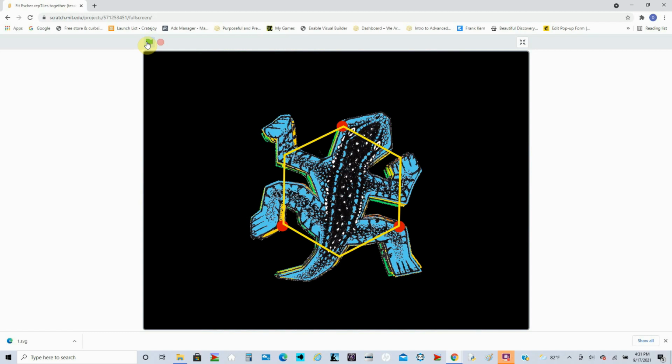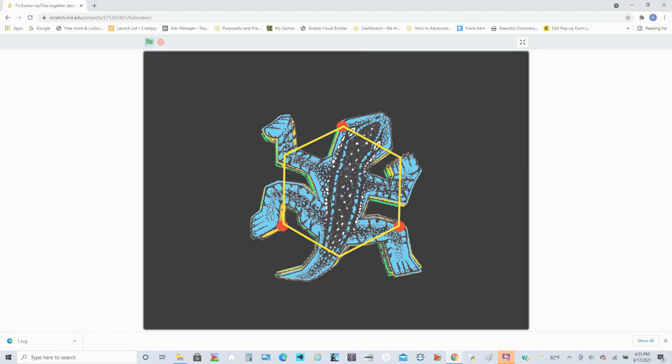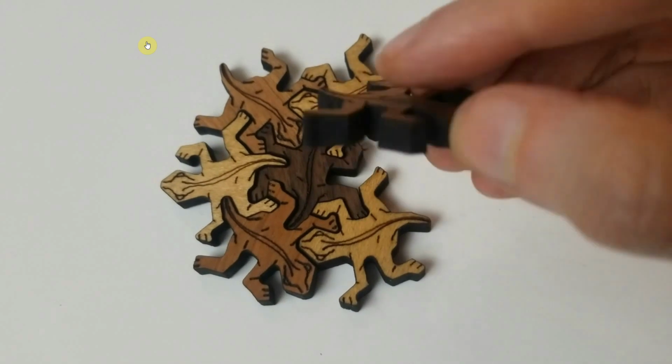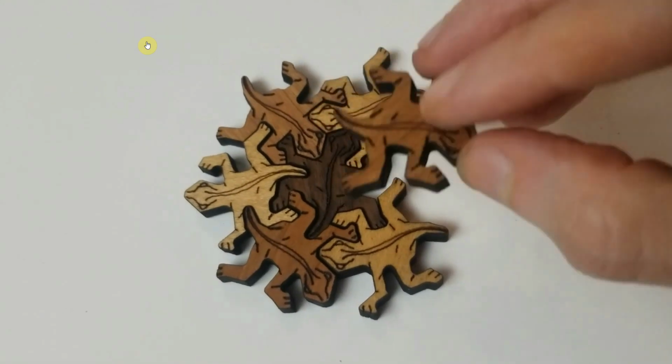So remember, I had the 3 lines. That means it's a threefold symmetry. Now here's some wood tilings to show us how nicely they fit together. Same pattern.